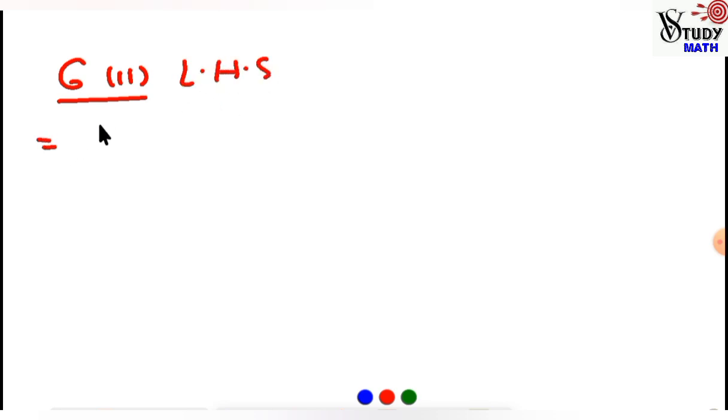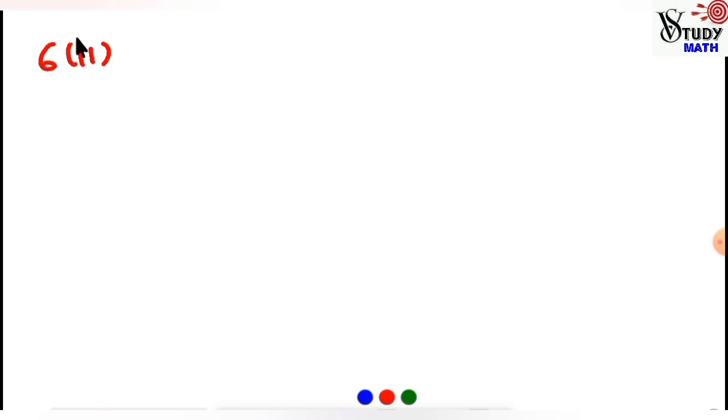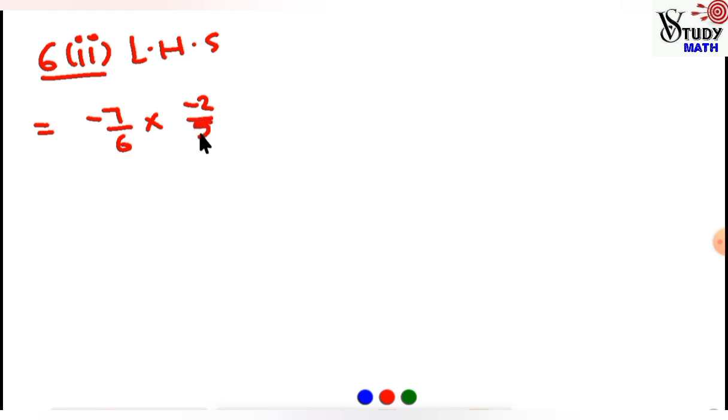Now question number 6 part 2. Again we are going to take the left hand side first. The left hand side is negative 7 by 6 multiply (negative 2 by 5) multiply 3 by 8.